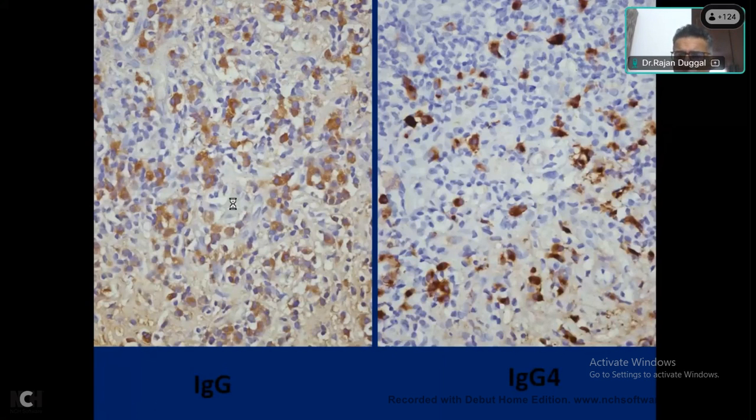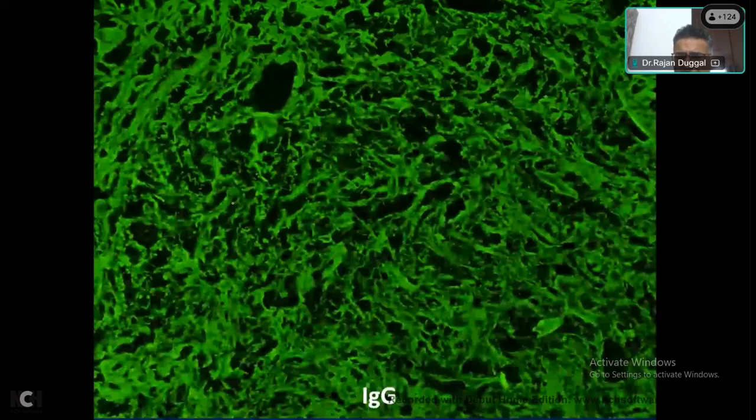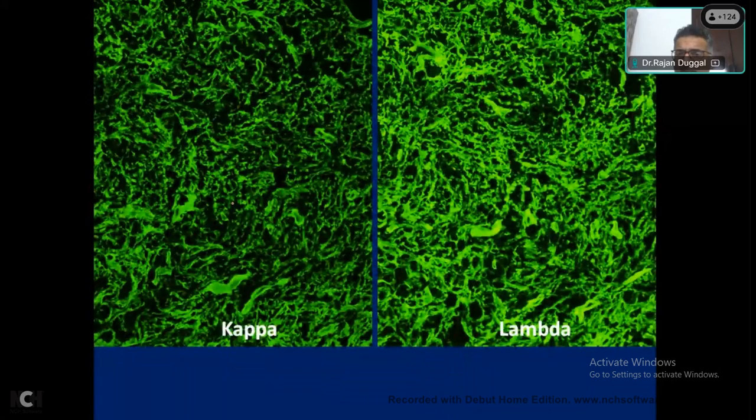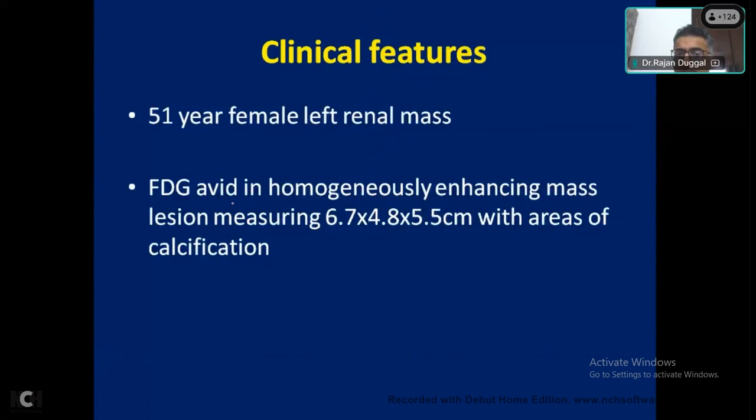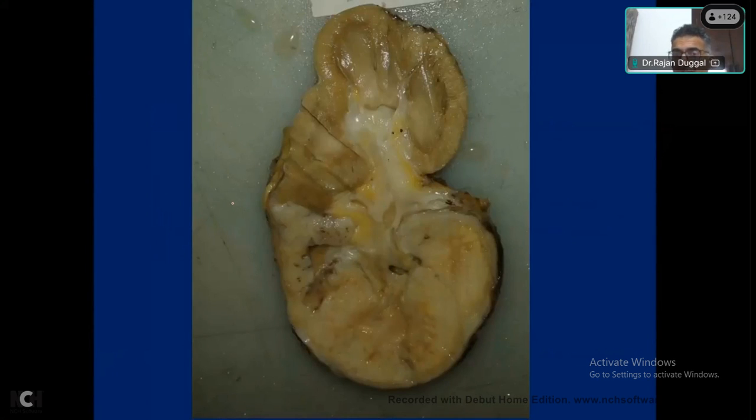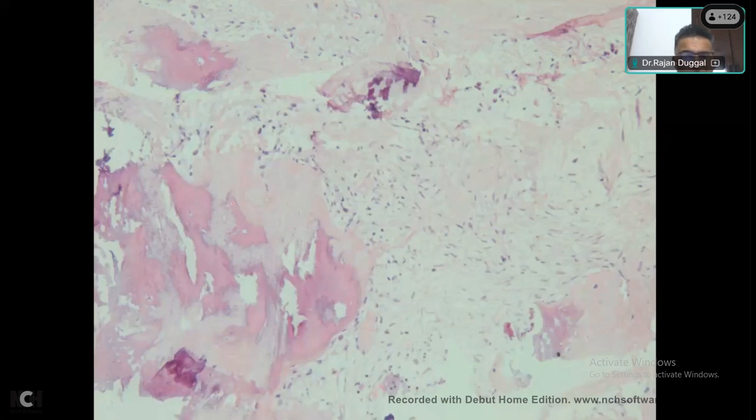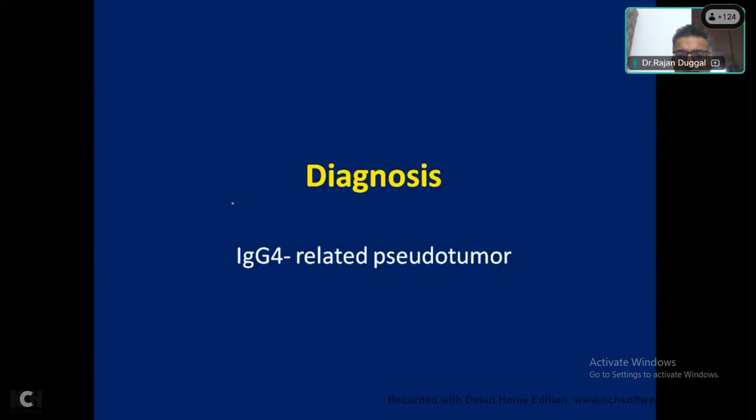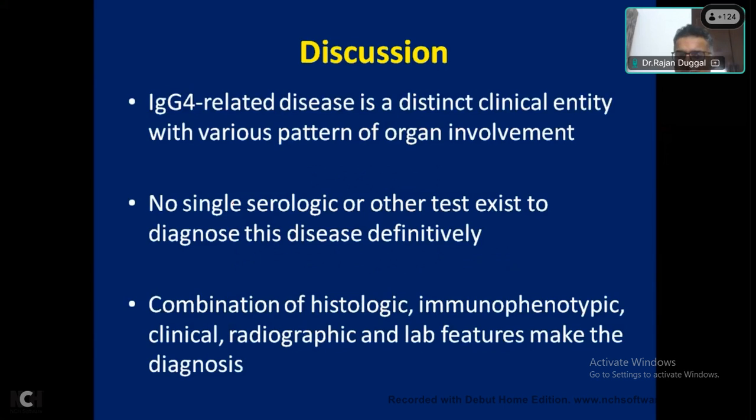The second case, where I showed a lot of globally sclerosed glomeruli, is more toward the fibrotic phase. And sometimes these patients will present with a mass-like lesion like this. Okay, this will be like a pseudotumor. So IgG4 related pseudotumor can also present like this.